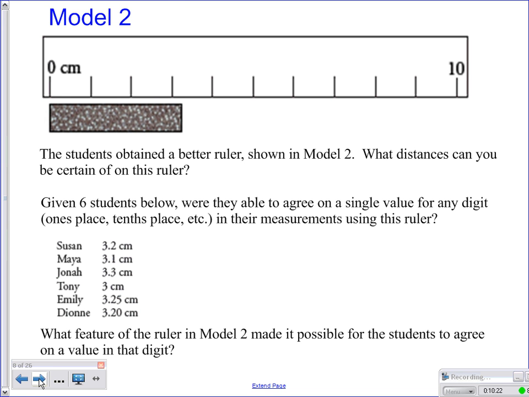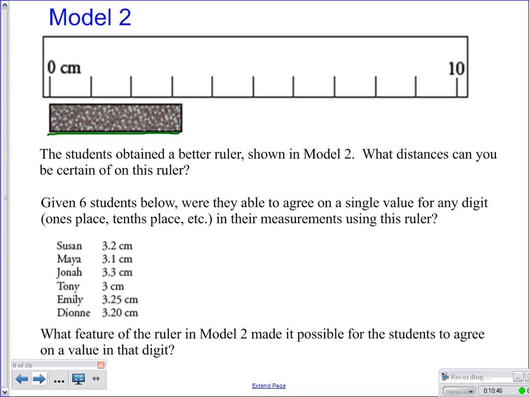What if we had that same ruler, but now it's got more tick marks on there? We've got it by ones. Instead of just ticked off by 10 centimeters, it's ticked off by 1 centimeter marks. So here it says the students obtained a better ruler. What distances can you be certain of on this ruler? Again, we're trying to measure this piece of metal right here.